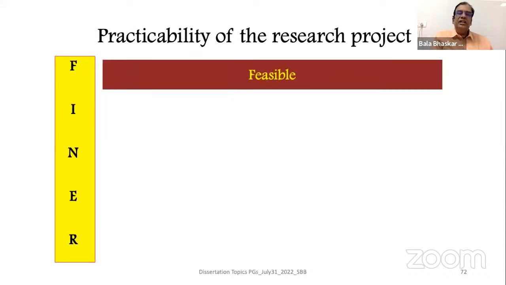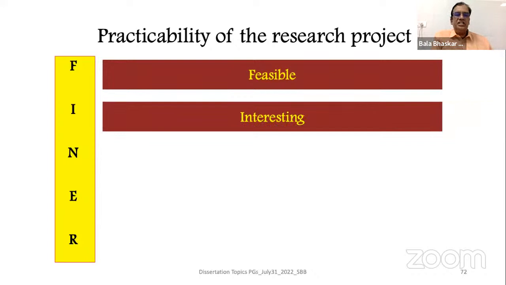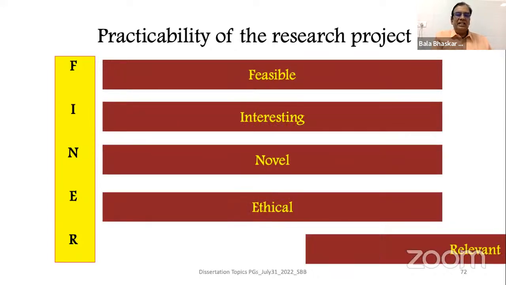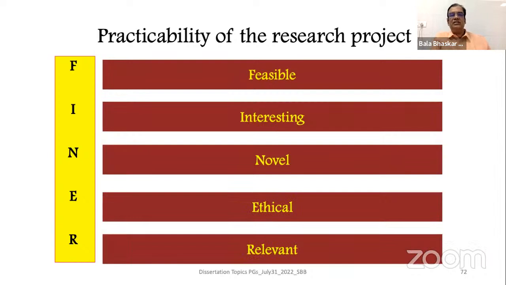F is for feasibility of that particular research topic. I is for interesting. N is for novel, or novelty. E is for ethical considerations, and R is for relevant. Okay, I got a list. I got everything done, but I should see whether it fulfills the FINER criteria for practical implementation of the project.